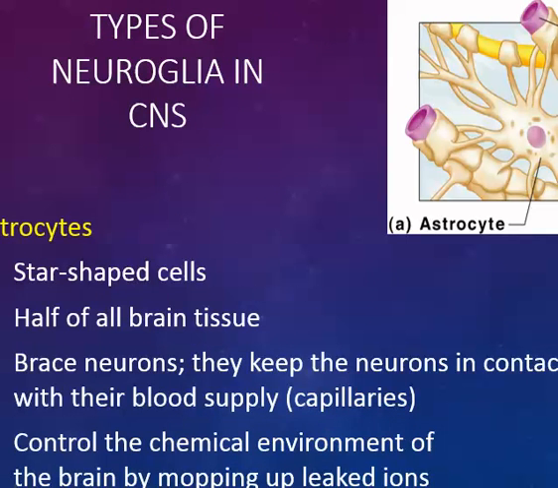Astrocytes are the star-shaped cells, and they are half of the brain tissue, and they keep the neurons in contact with their blood supply, or capillaries. In addition, they control the chemical environment of the brain by mopping up leaked ions. So here we can certainly see their role in supporting the neurons.